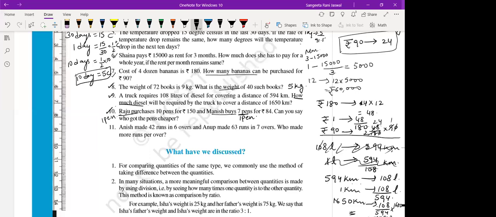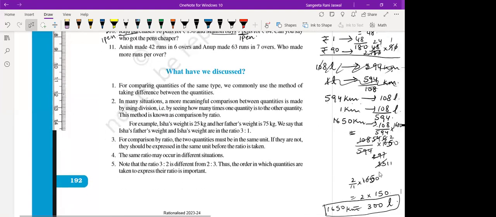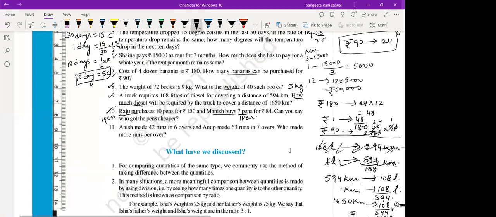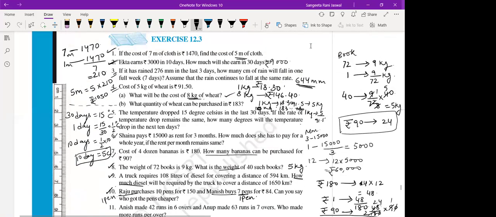And to find how much diesel the truck needs for 1,650 kilometers, what do we do? 108 by 594 multiplied by 1,650. Then we cancel whatever we could cancel to bring it to the lowest form. And finally, we got that 1,650 kilometers will be run in 300 liters of diesel. Okay, Adya? If you have understood, you can write in the chat box.